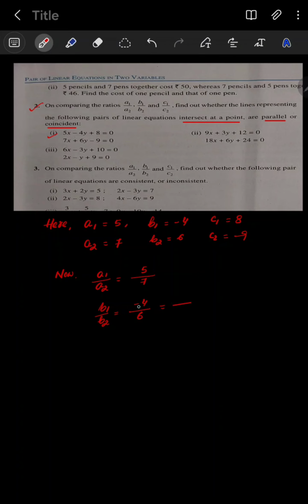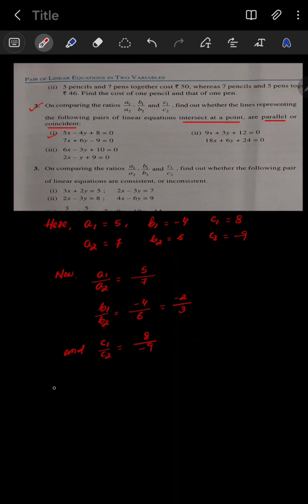If you divide them by 2, minus 4 divided by 2 will be minus 2, and 6 divided by 2 will be 3. And the last one is the ratio of c1 by c2. If you put the values, the c1 value is 8 and the c2 value is -9. Again, we cannot simplify this value further, so we will keep it as it is.